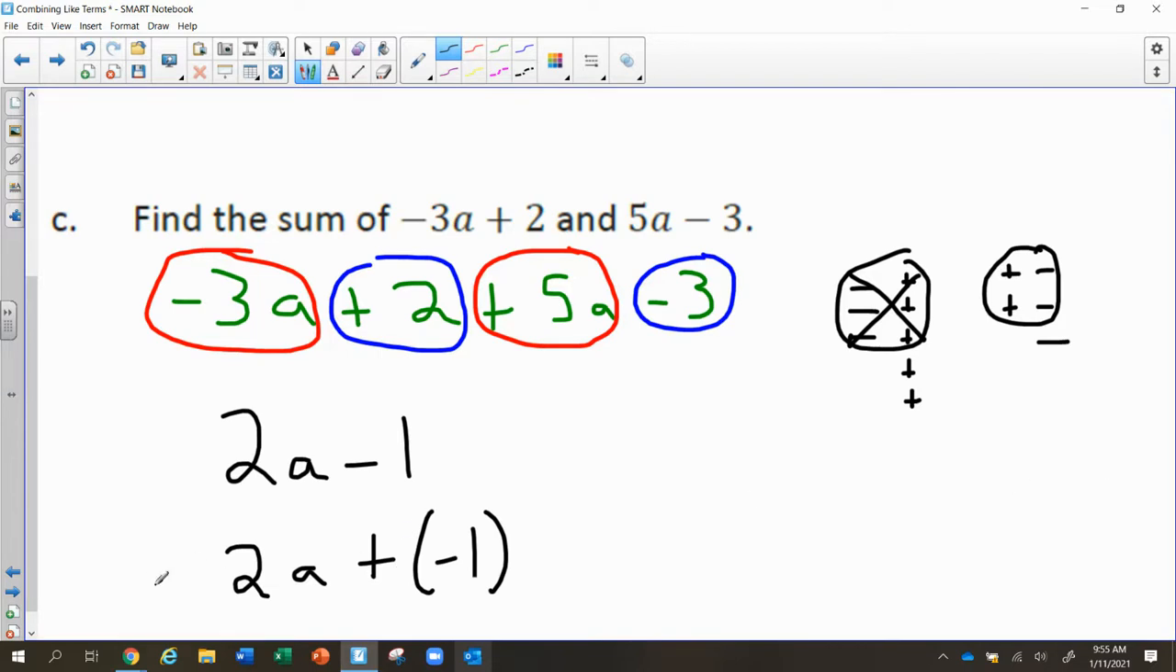And there is nothing more I can do on this one. Both of these answers are perfectly correct, and they're both only 2 terms. One is 2A and the other one is 1. And this is 2A and negative 1, but the operation is just changed. And that's as simple as I can get it.